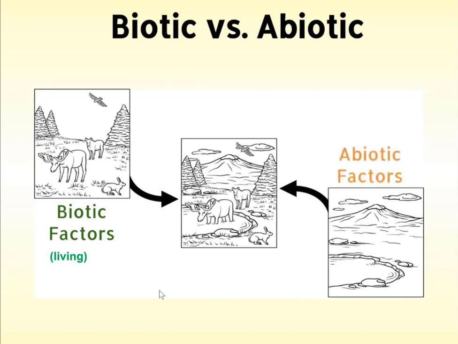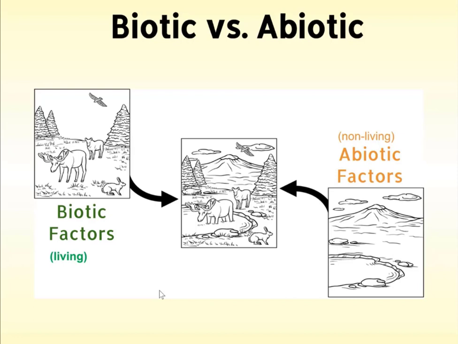On the flip side, on the far right, this is where we're going to find our abiotic factors. So you're looking at clouds, you're looking at landscape, water. These are things that are not living. So please make sure that you're writing on your diagram that's present in the notes. You have the biotic factors, which are living, and the abiotic factors that are non-living.